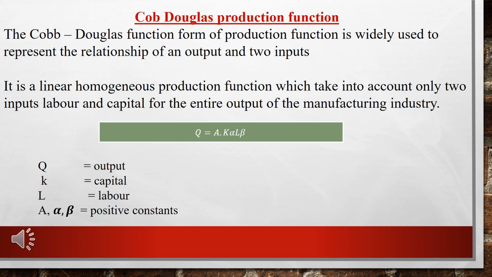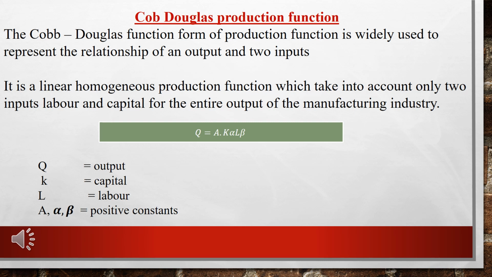Cobb-Douglas production function. The Cobb-Douglas functional form of production function is widely used to represent the relationship of an output and two inputs. It is a linear homogeneous production function which takes into account only two inputs, labor and capital, for the entire output of manufacturing industry.